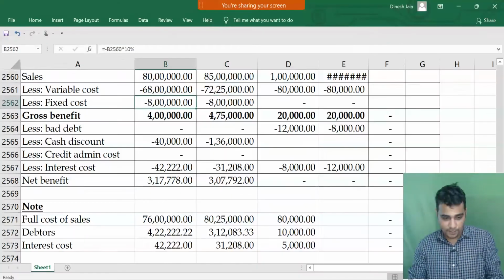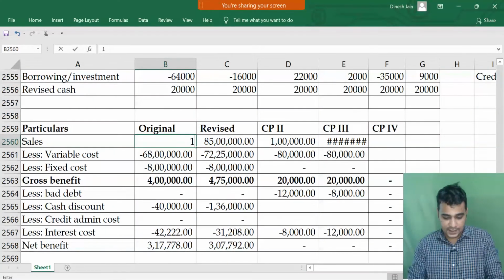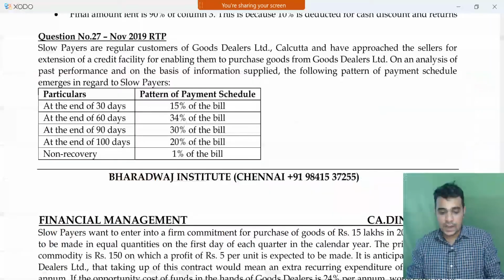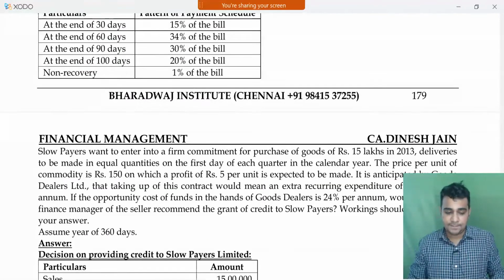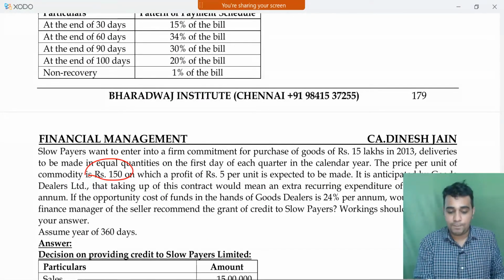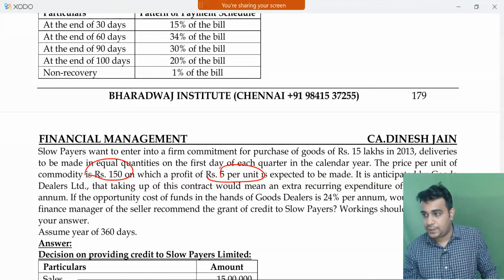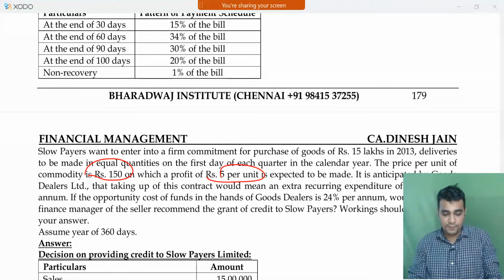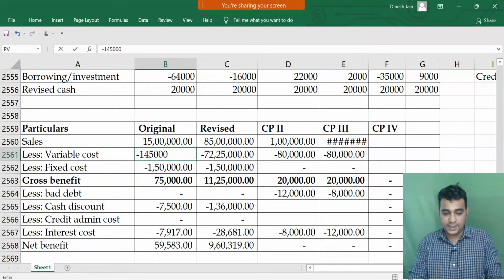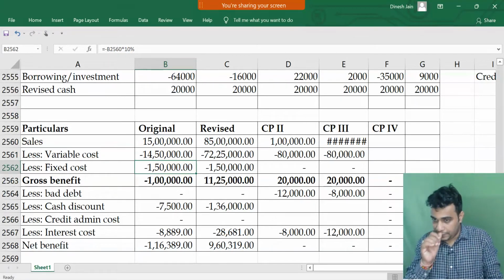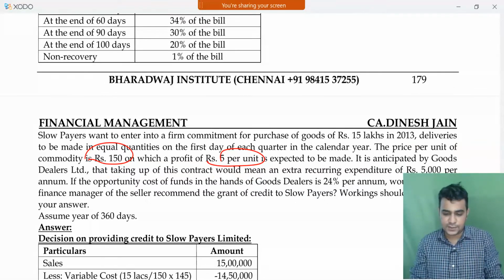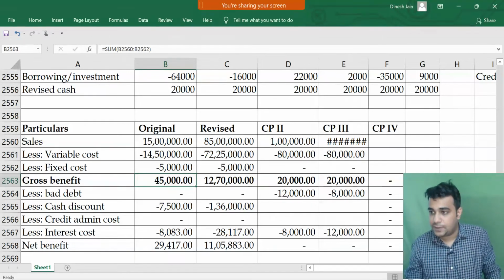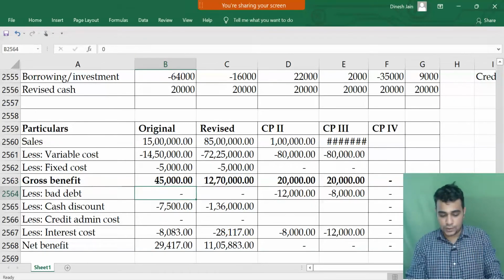Now if I put it in this format, the sales with this customer is 15 lakh rupees. The selling price is 150, profit is 5 rupees, so cost is 145, which will broadly work out to be 14 lakh 50,000. Also there is another expense of some 5,000 recurring expenditure. So my gross benefit is only 45,000 rupees. 1% goes in bad debt.